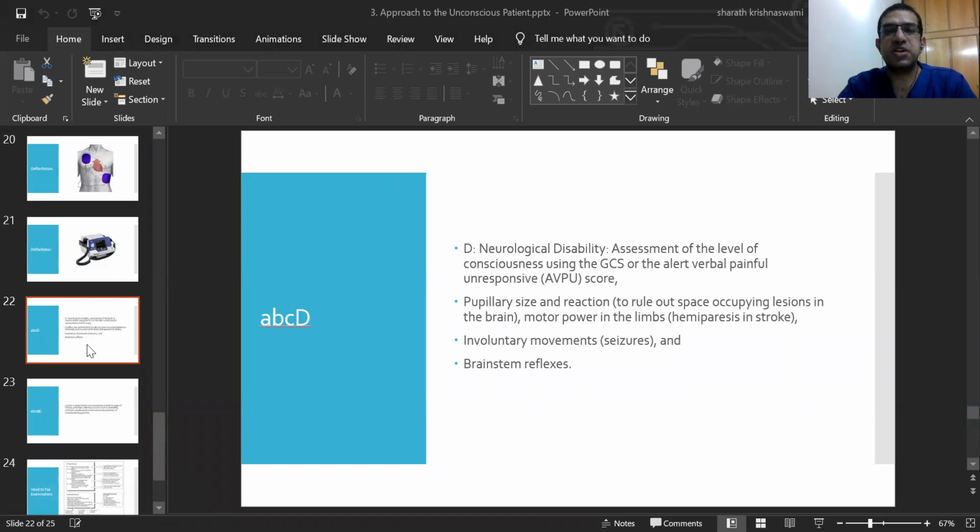The scale assesses patients according to three aspects of responsiveness, that is the eye-opening, motor, and verbal responses, like I have mentioned to you before. The score expression is the sum of the scores as well as the individual elements. For example, a score of 10 may be expressed as GCS 10, E3, V4, M3.